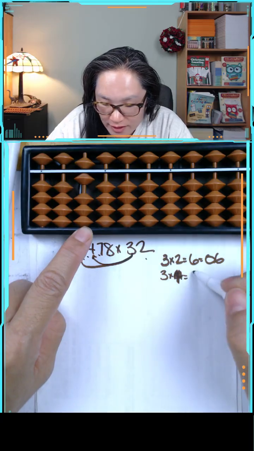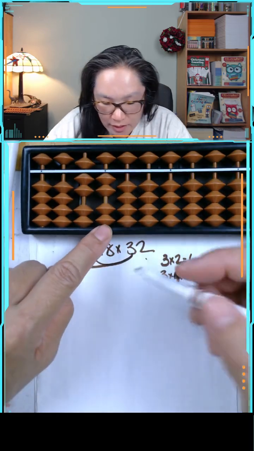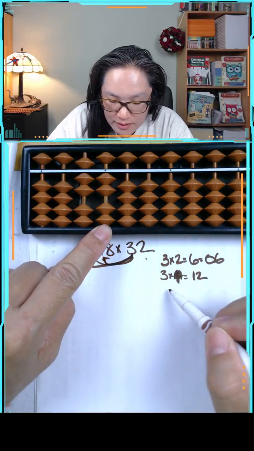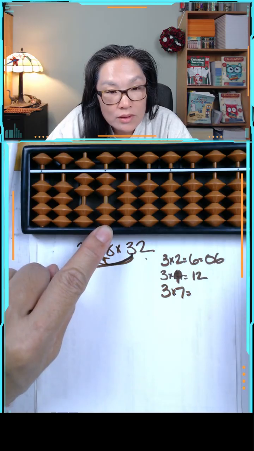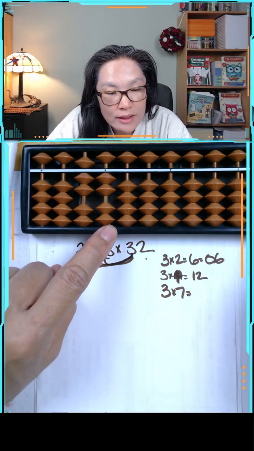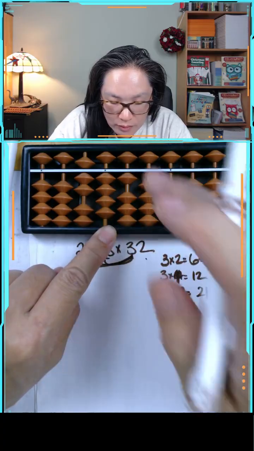Thank you, Christine. It is 12. It is a 1. It is 2, right? And then we do 3 times 7. 3 times 7 is, thank you, everybody. Thank you, Christine, Ale, Mel, Jordan, Christine. Yes, it is 21. Add the 2, add the 1.